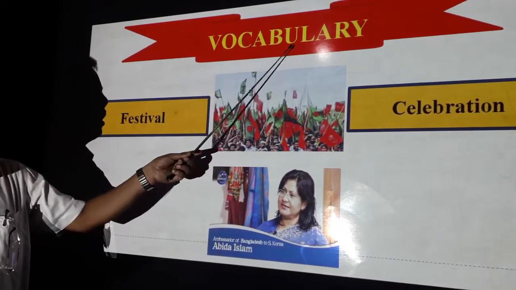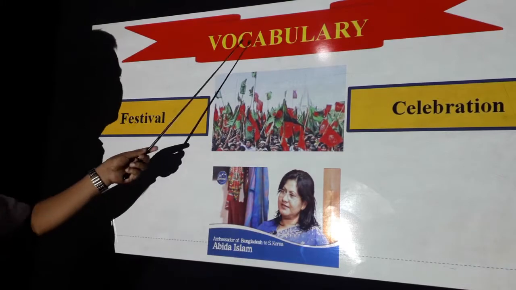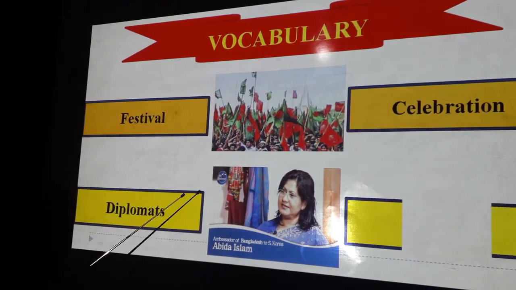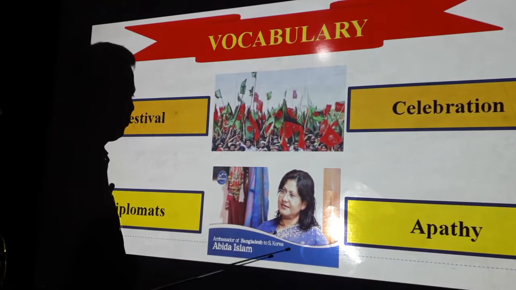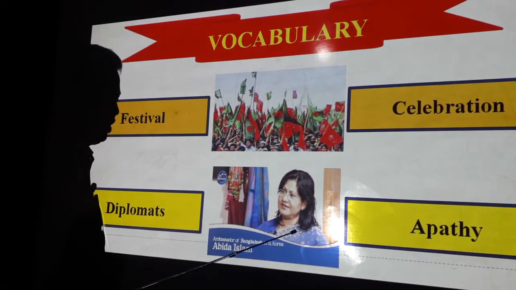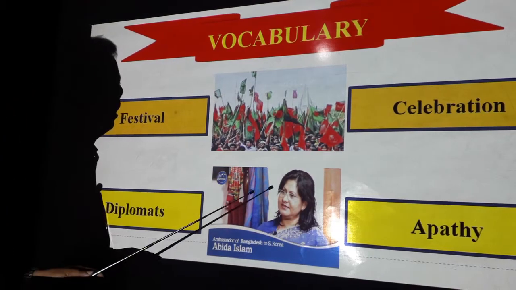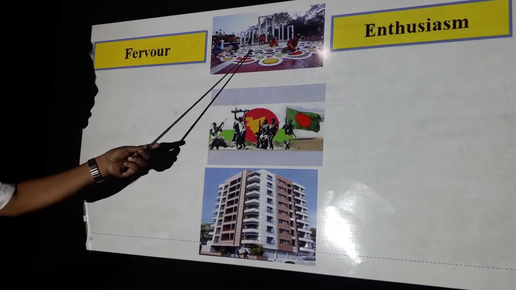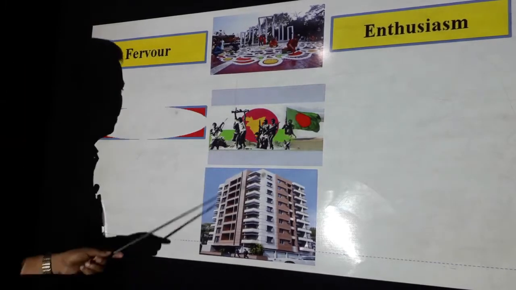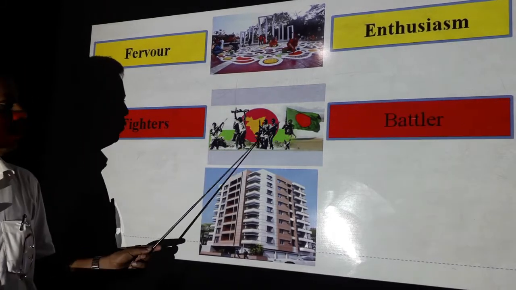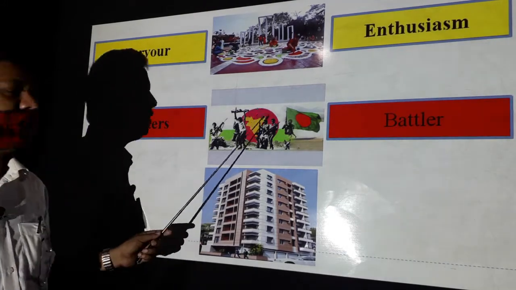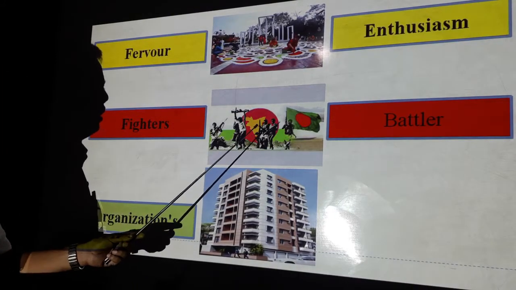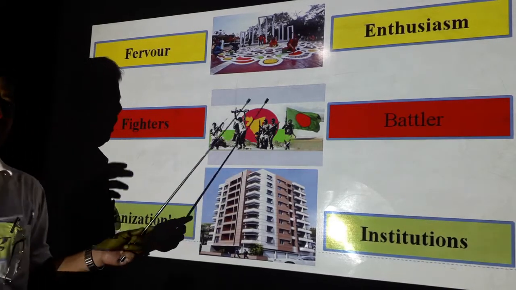After reading the passage, my dear students, all of you learned some important vocabulary. Festivals. This picture is of festivals with celebration. Diplomats. We see a woman in the picture. She is the ambassador of South Korea. Next we see a farmer. This is another important picture in this enthusiasm. Fighters. In the second picture, we see some fighters. The fighters are going because they want to save something.